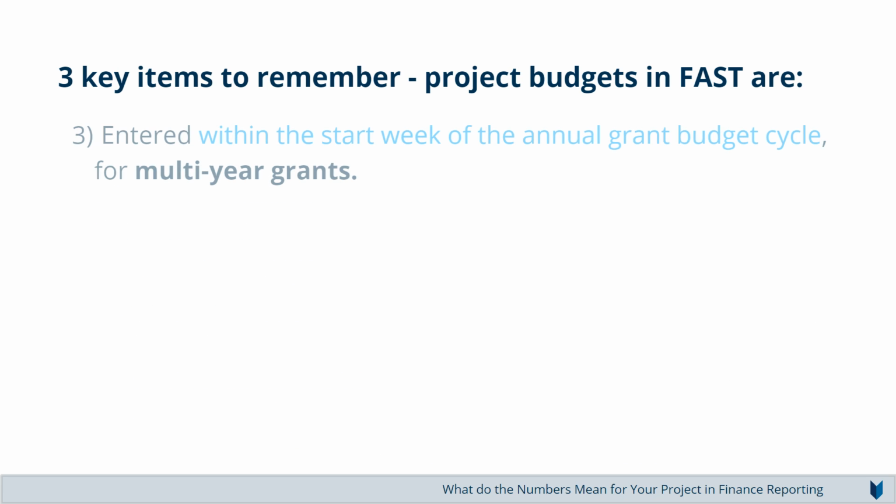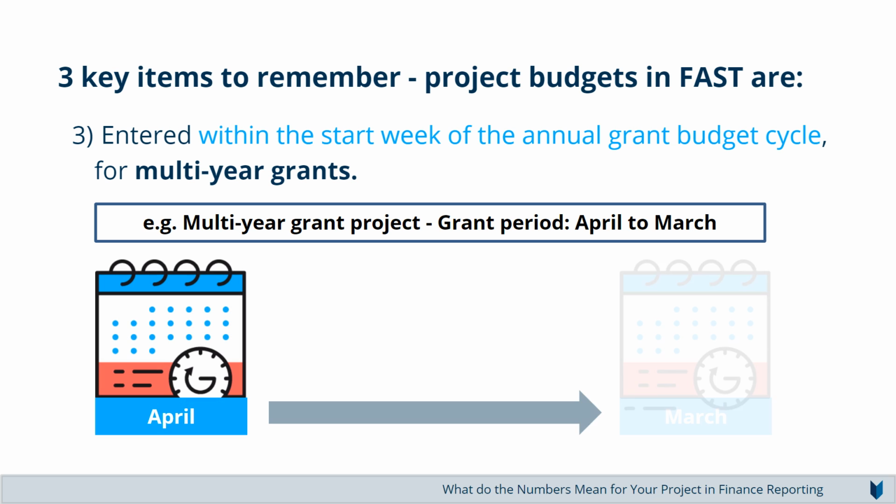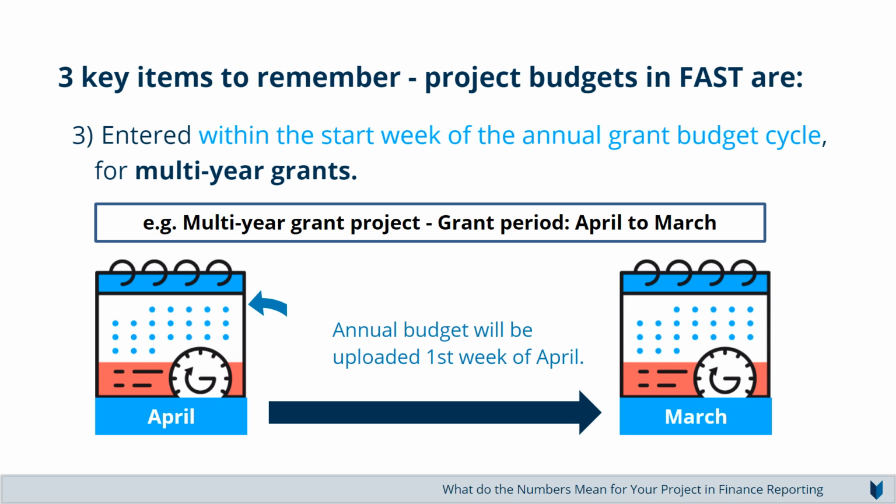The third thing to remember about budgets in FAST is that for multi-year grants, your annual budget will be entered within the beginning week of the annual grant budget cycle. For example, if the annual grant period is April to March, the annual budget will be uploaded within the first week of April.